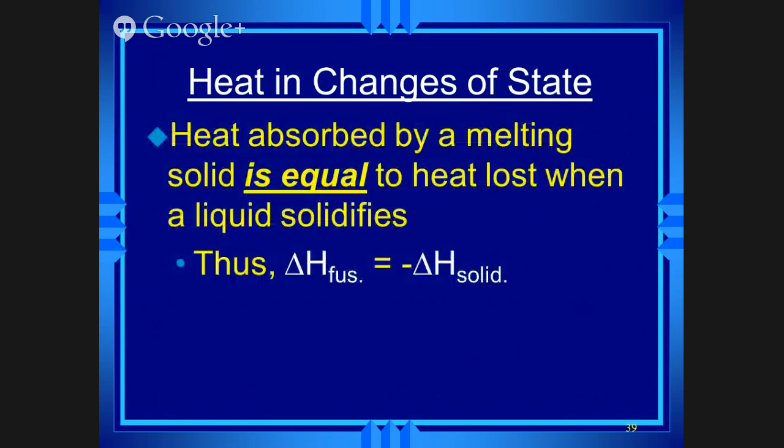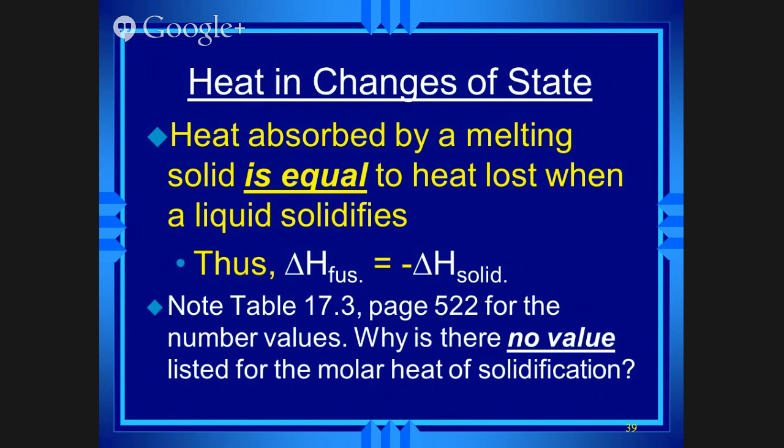Also note that the heat absorbed by a melting solid is equal to the heat lost when a liquid solidifies, just as I was saying. So the heat of fusion and the heat of solidification, the only difference between them is the negative sign. Now, remember, to melt it had to absorb heat. It had to get warmer to melt. To freeze, it had to lose heat. So the reason that they don't show you any values for the heat of solidification is the only difference between the two would be a negative sign.